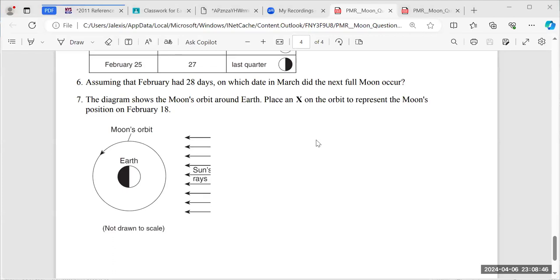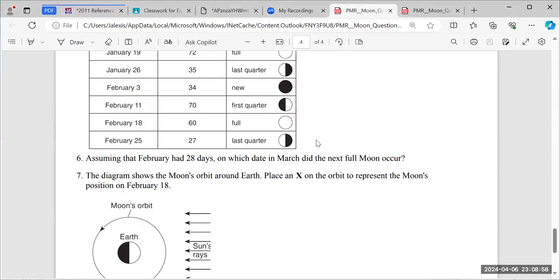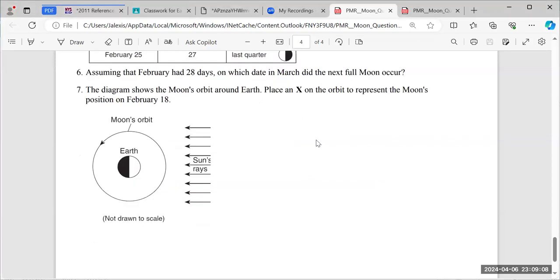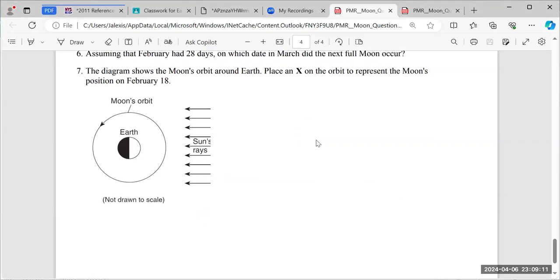All right, number 7. Number 7 says the diagram shows the moon's orbit around Earth. Place an X on the orbit to represent the moon's position on February 18th. Well, on February 18th, it was a full moon, where you see the full lit portion of the moon. So one thing that I do know is I have to find where the moon would be where I would only see the lit portion of the moon.